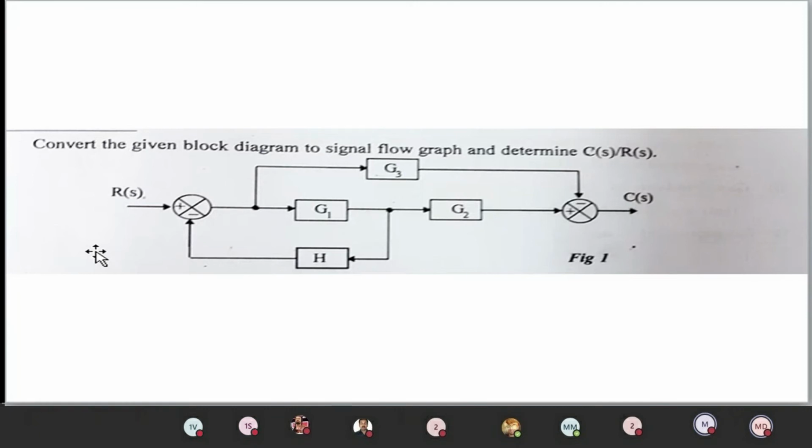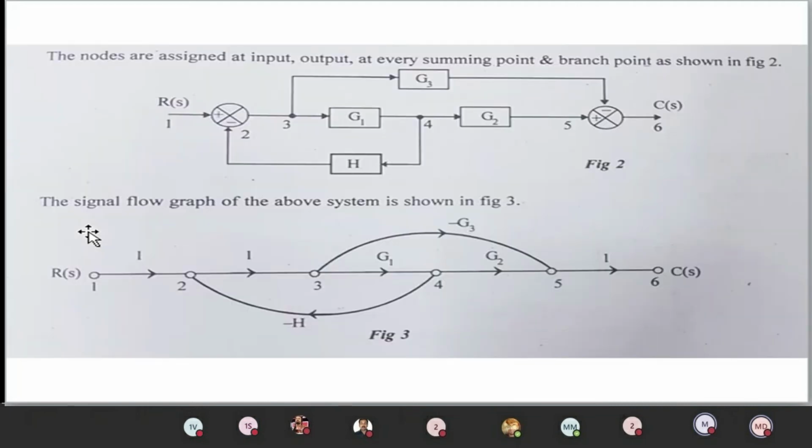You have four blocks. Each block has its own gain. You have two summing points, and each summing point has two inputs. Now, how to convert? Let us see. The important point is the nodes are assigned at the input, output, and at every summing point and branch point. You can notice R of S is one input, so one node. The first summing point is another node.